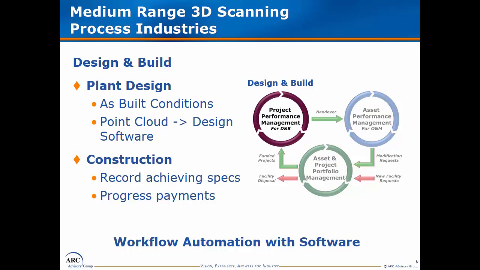During the operate and maintain phase of the asset lifecycle, the plant is used to make the product that the company sells to its customers. Some companies use a 3D model of the plant, and this usually requires conversion of the point cloud into objects which represent the equipment in the plant.